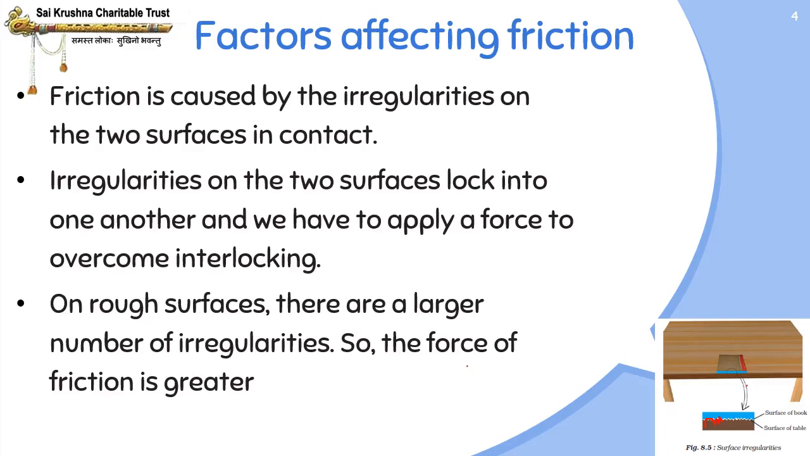So if we take the first example, where we saw that someone would fall down if he or she would step on a banana peel. In that case, because the banana surface is very smooth, it's not at all rough, the force of friction is very less and hence when someone steps on the banana peel, he or she would fall.